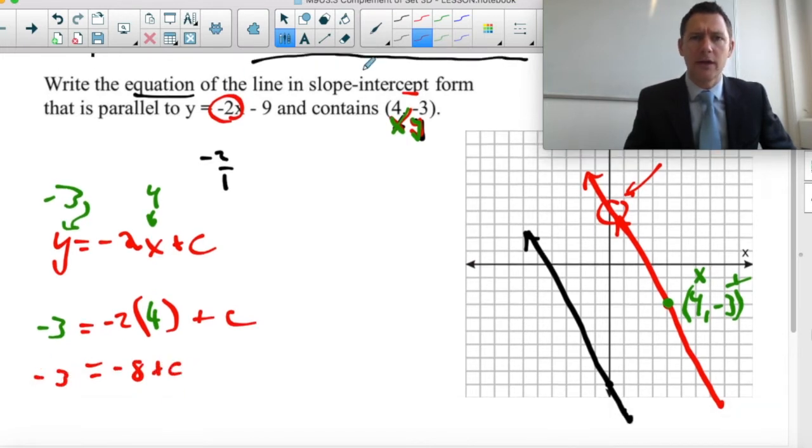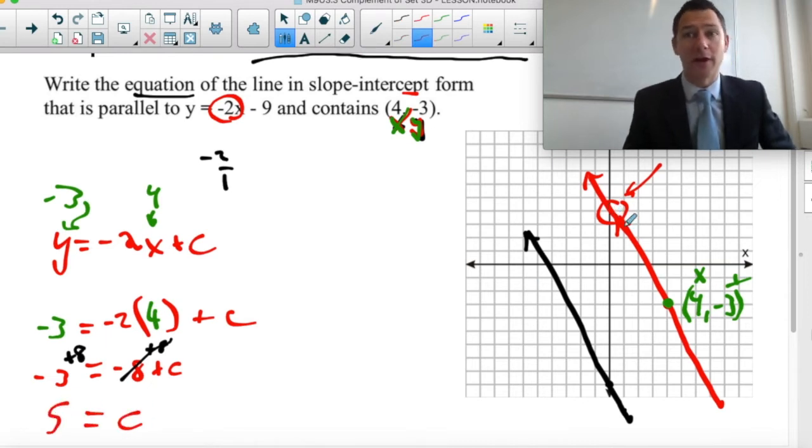Here's -3. We isolate the c value by undoing the -8. So we'd add 8 to this side, and we'd add 8 to this side. Those cancel out. You get c is equal to 5. So I was off, right? Surprise, surprise, drawing with the mouse.